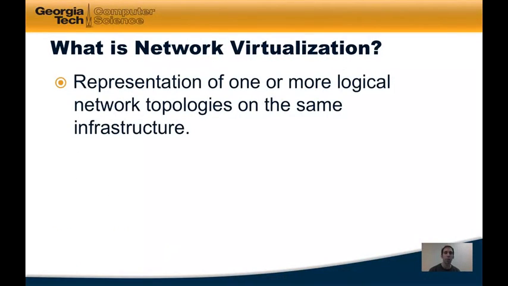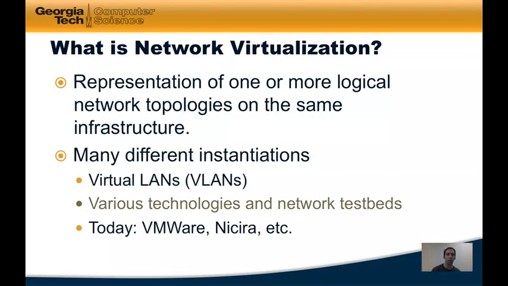Simply put, network virtualization is the representation of one or more logical network topologies on top of the same underlying physical infrastructure. Now, there are many different instantiations of network virtualization, some of them that predate even the 1990s, such as virtual LANs. What we're going to talk about in this lesson, however, are various technologies and network testbeds that used and developed network virtualization since then that have essentially led to some of the more mature virtual network technologies that we see in the form of companies and commercial products today.